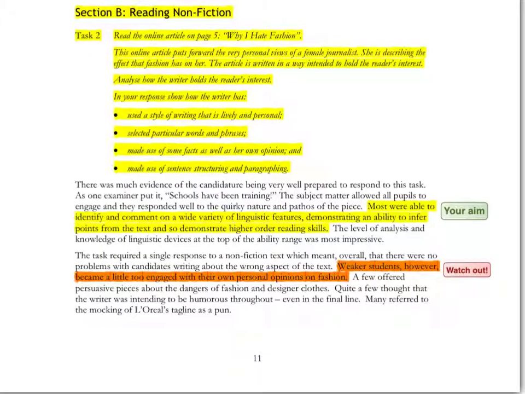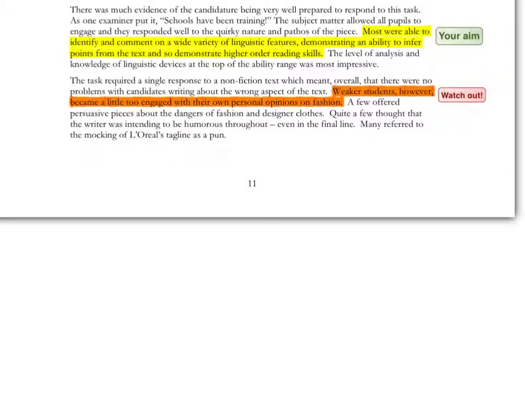Section B was another piece of non-fiction. It was a different text than Foundation had received, and it was called Why I Hate Fashion. It was a female journalist describing the effect of fashion on her, and you had to say how she had used a style of writing that was lively and personal. Words and phrases, facts, opinions, and the dreaded sentence structuring and paragraphing. Your aim here then is to identify and comment on your linguistic features, which I think you're all very good at doing now, but then be able to infer what the impact of that is upon the reader as well.